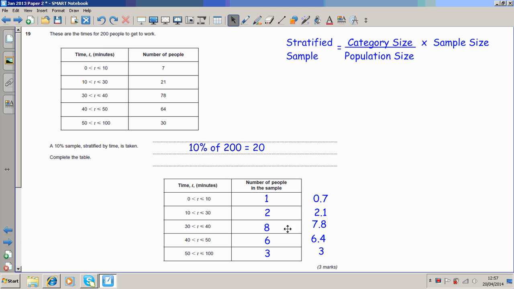Now before we go bombing on, it's worth just checking. We need 20 people in our sample, so these numbers have to add up to 20. 1 and 2 is 3, add 8 is 11, add 6 is 17, add 3 is 20.